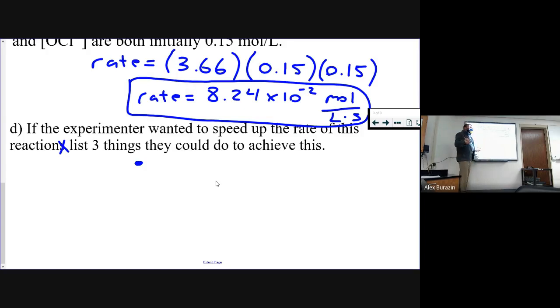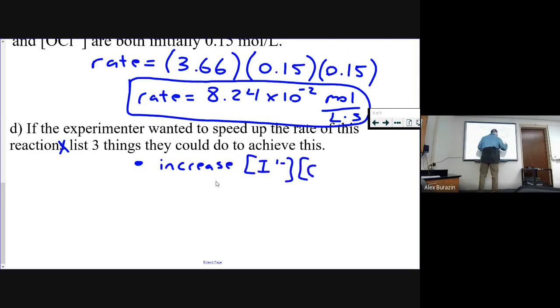But if you change the concentration, okay, if I increase the concentration of either of the reactants, okay, it will go faster. If I increase the molarity of either of the reactants, it's going to go faster. What else?